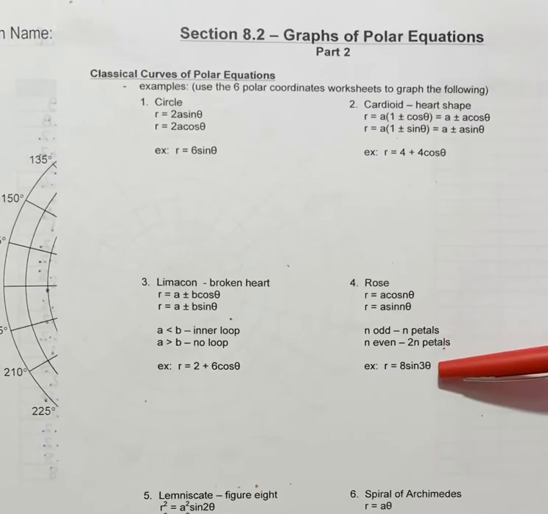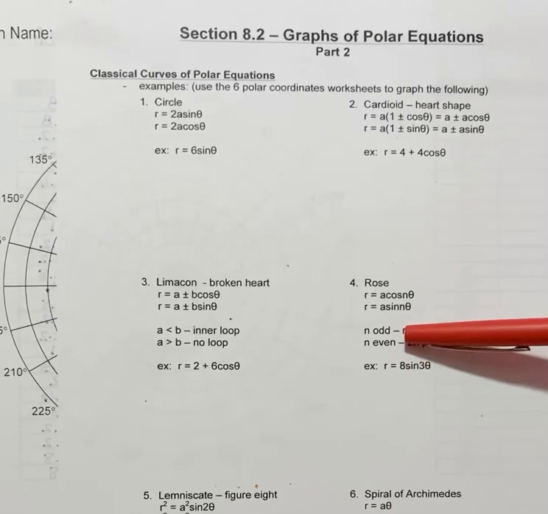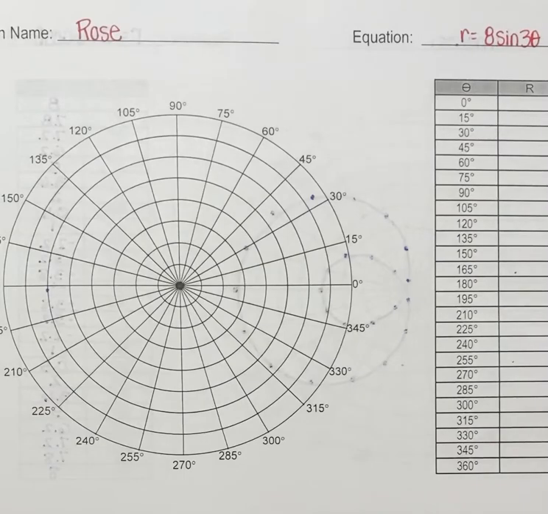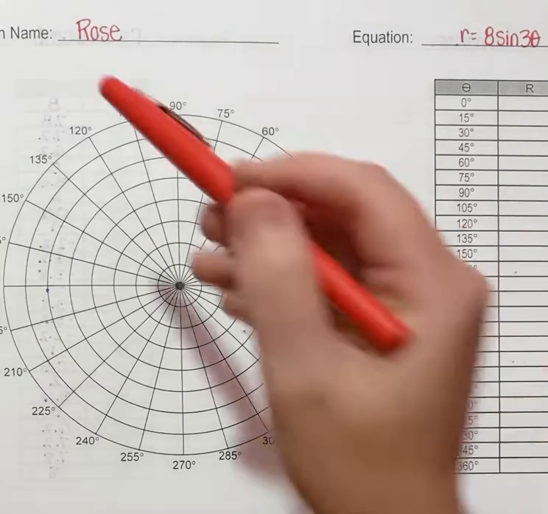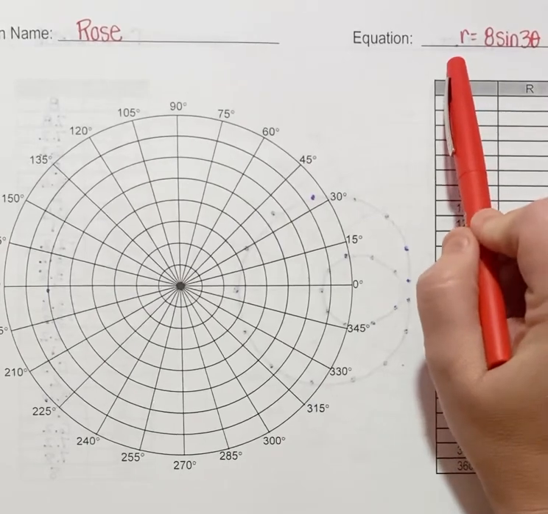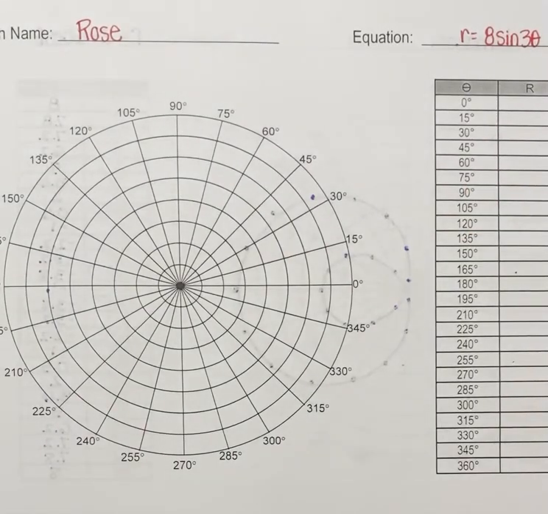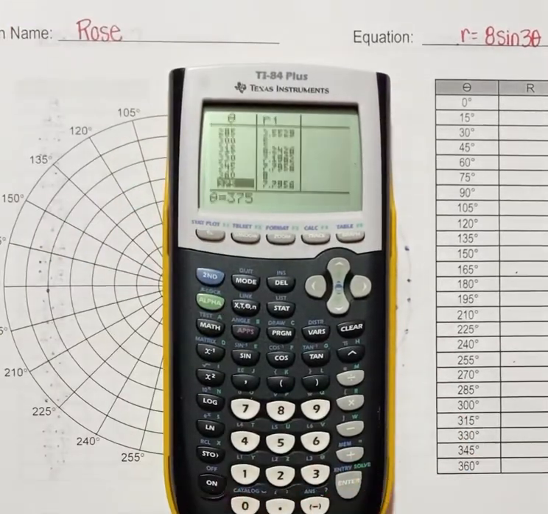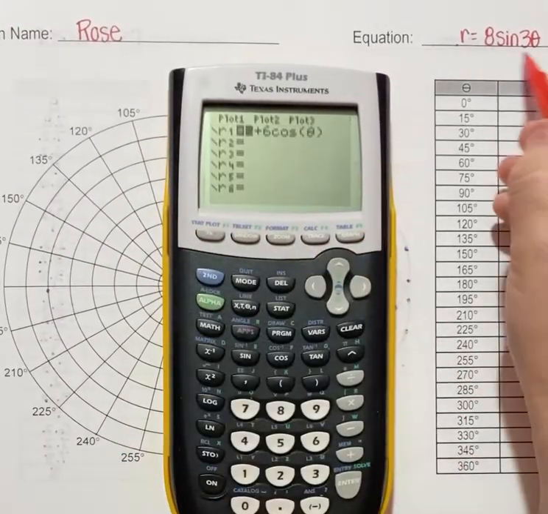So this is the example we're going to look at right here. r equals 8 sine 3 theta. Now, notice that my n happens to be odd, so we're just going to have 3 petals in this particular problem. So here goes number 4. I've already written the name right here, which is a rose, and I've already got my equation right here, which is r equals 8 sine 3 theta. So next thing I'm going to do is go to my calculator. I'm going to go to y equals and type this equation in.